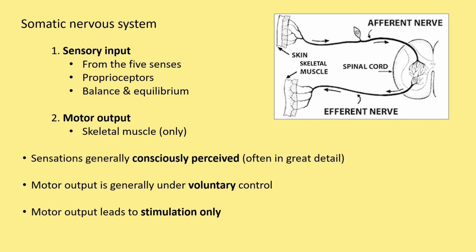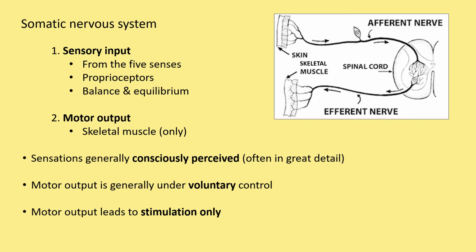Proprioceptors, which we've talked about several times now, are sensory receptors in your muscles and your joints, and they give you a sense of your body position in space. And then your vestibular system is responsible for your sense of balance and equilibrium. So sensory input arising from only those types of sensory receptors feeds into your somatic nervous system. And then, of course, integration occurs in the central nervous system, either in the brain or the spinal cord. And the CNS can generate motor output.